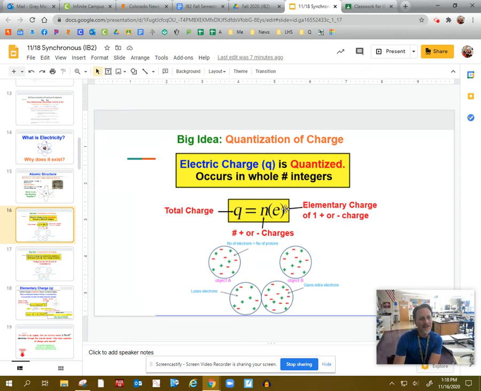Notice that this idea of whole number integers comes because when we think of charge, it's actually made up of whole numbers of electrons and protons.